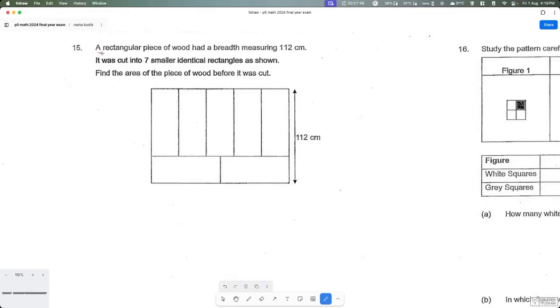This is going to be a tough one. A rectangular piece of wood had a breadth measuring 112 centimeters. It was cut into 7 small identical rectangles as shown. Find the area of the piece of wood.